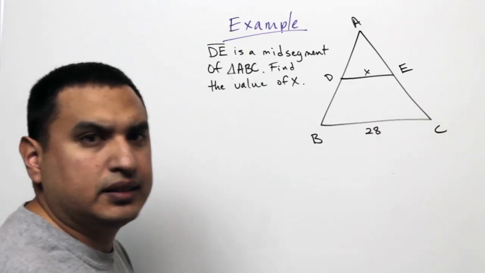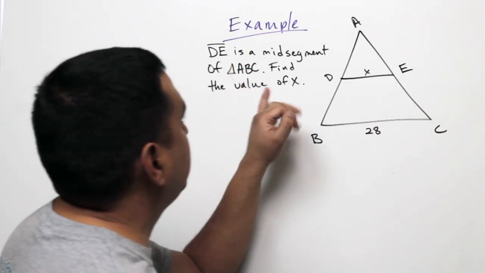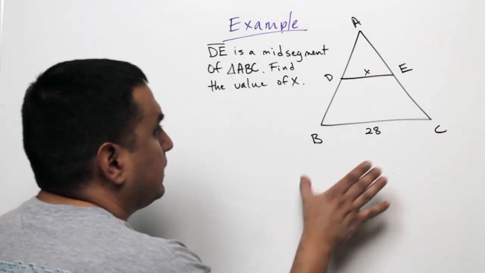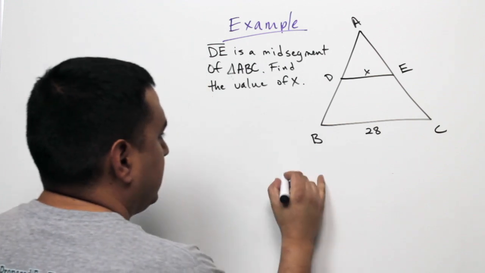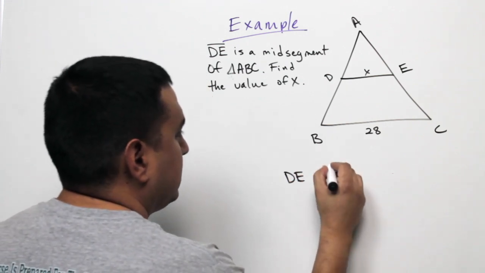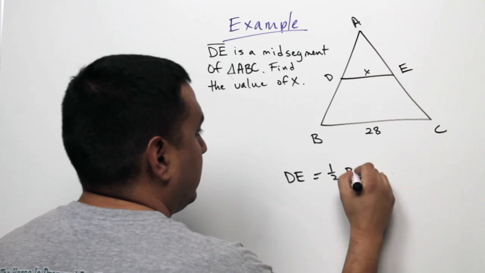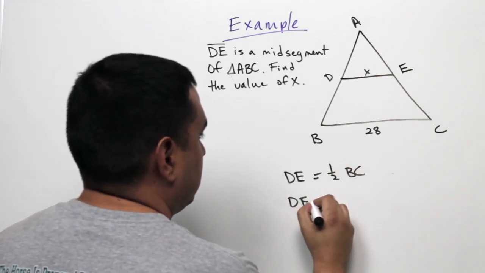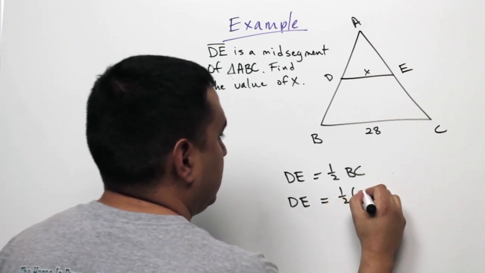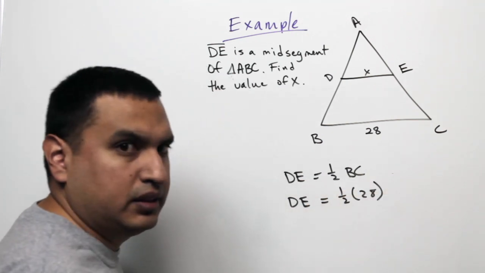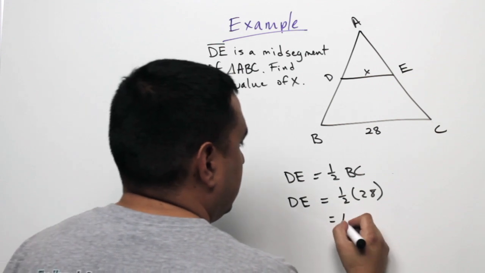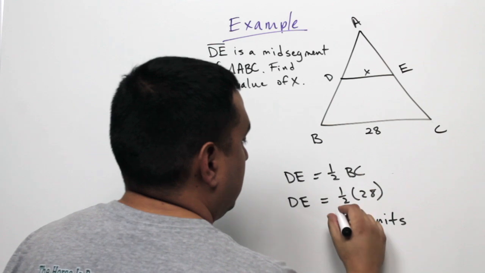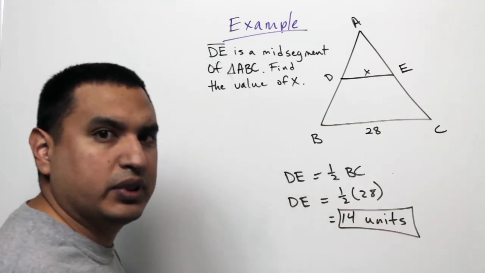Alright, so looking at an example, segment DE is a midsegment of triangle ABC. You want the value of x. Well, this should be easy because DE, the distance from D to E, is equal to half the length of BC. And since BC is 28, I want half of that, and half of 28 is 14. So the distance from D to E would be 14 units.